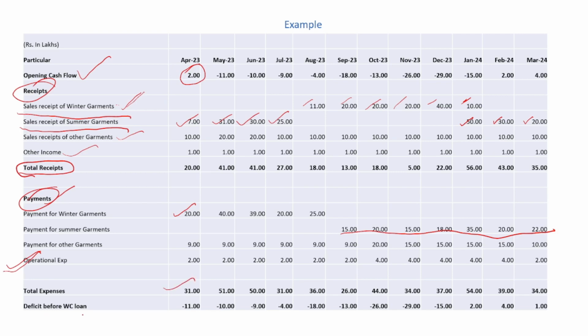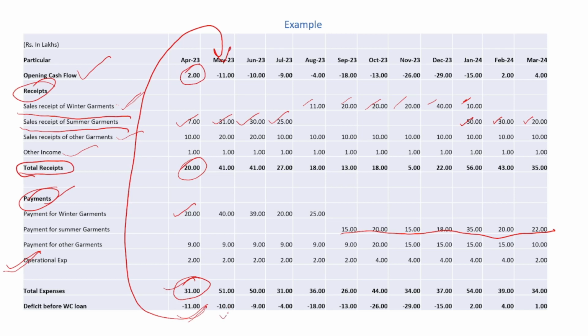Deficit before working capital loan. Here what we will see is total receipts: 2 lakh plus 7 lakh plus 10 lakh plus 1 lakh, it's 20 lakh. For the month of April, total receipts we are having is 20 lakhs, but we need to pay 31 lakhs. We are having 20 lakhs, so there is a deficit of 11 lakhs, and this deficit will be the opening of May 2023, and then it will go on like that.